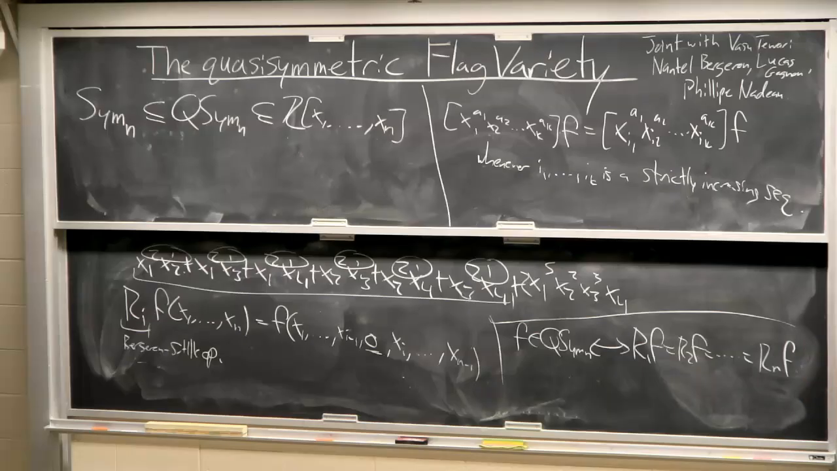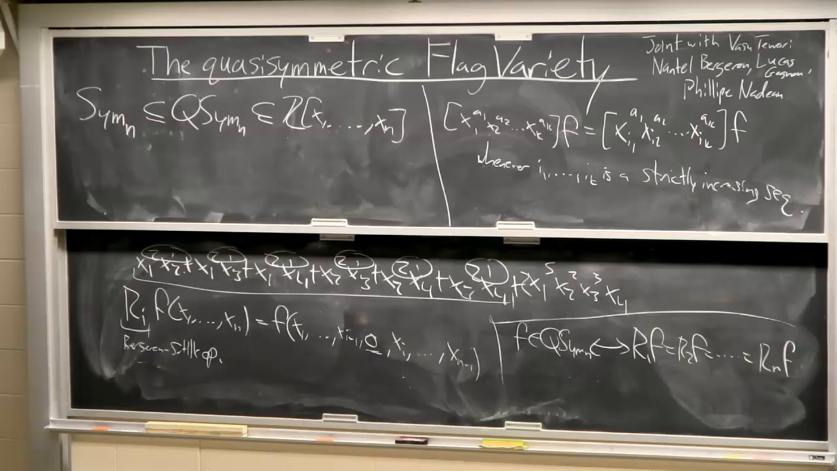So we're going to look at the quotient of polynomials in n variables by the positive degree quasi-symmetric polynomials. And we're going to ask, is this the cohomology ring of something? The symmetric analog, as we'll see, is the cohomology ring of something extremely nice.